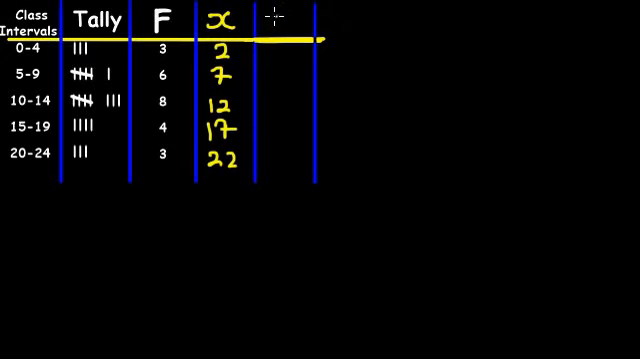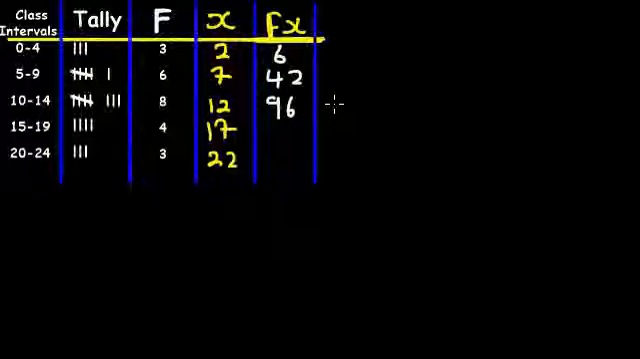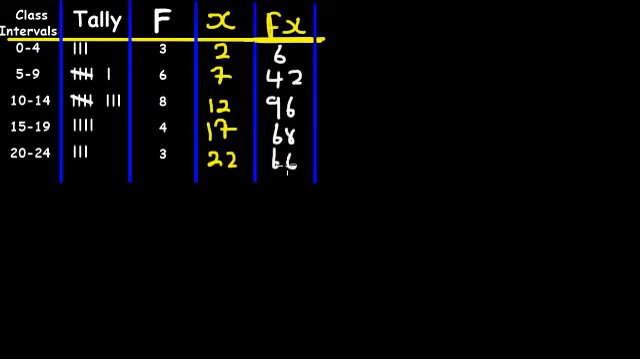After that, we can find fx, the frequency times the mark. So 3 times 2 gives us 6. 6 times 7 gives us 42. 8 times 12 gives us 96. And 4 times 17 gives us 68. And finally, 3 times 22 gives us 66. And therefore, we have the fx column fixed properly as well.